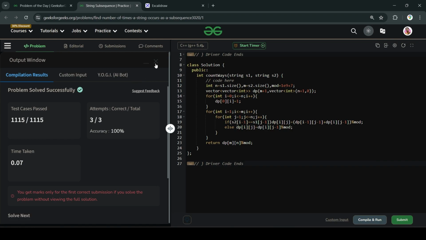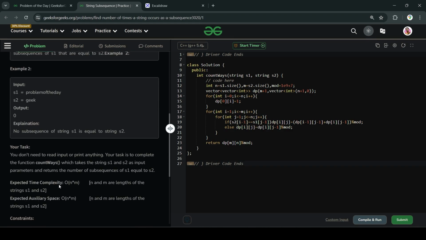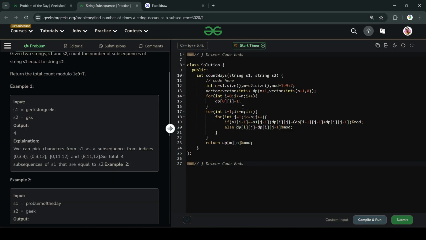So yeah, it is working fine. And this is how you can solve this question. And obviously, sorry, I missed the time complexity. Time complexity will be n into m, the sizes of S1 and S2, and space complexity will be the same. So yeah, this is the approach that we have in this question.